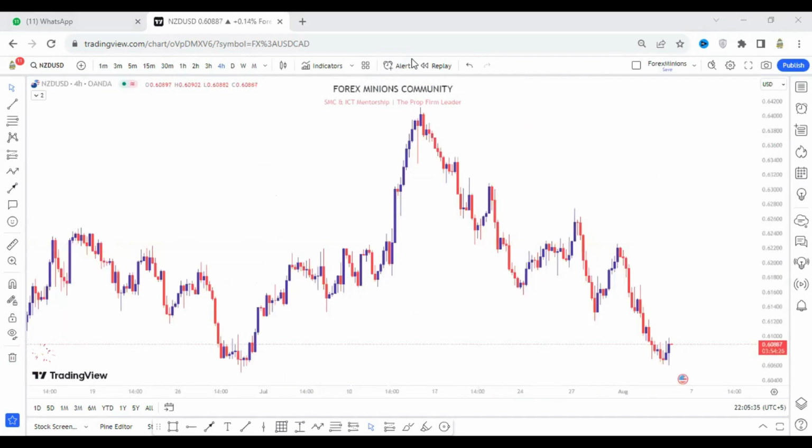Kulvinder Singh, every pair is best for ICT unless you backtest it. Without backtesting, no pair is best for ICT, no pair is best for you, no pair is best for anyone.